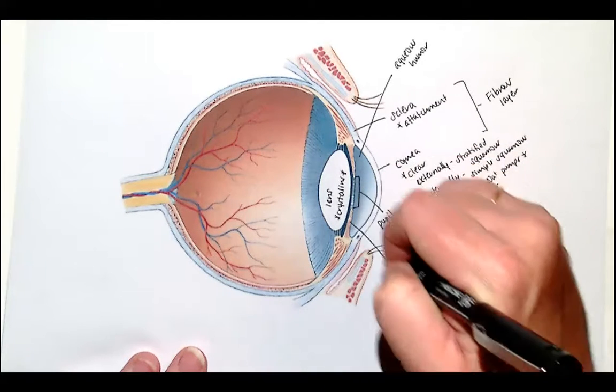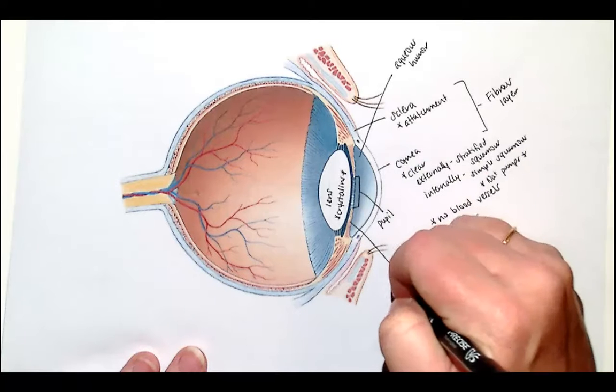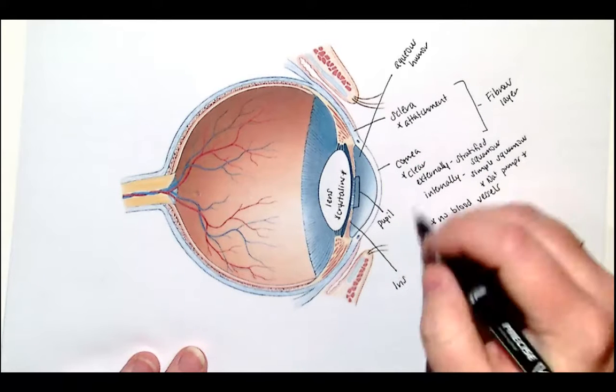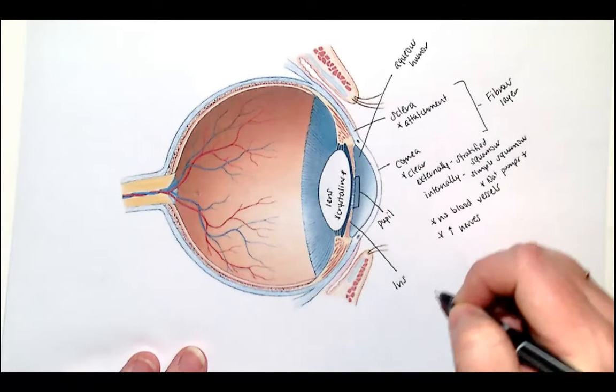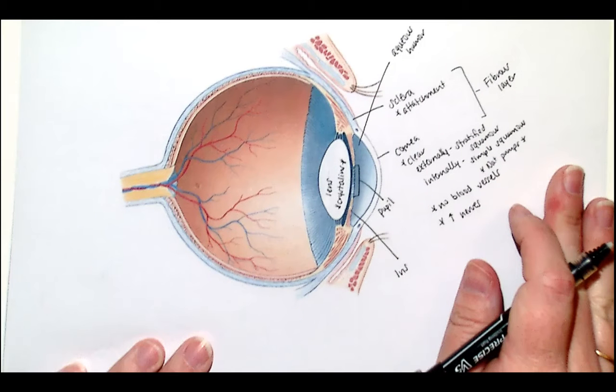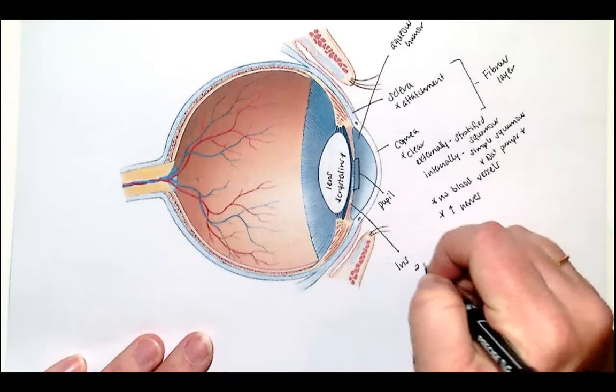Pupil size is controlled by the iris. And the iris is the pigmented portion of the front of the eye. You might have a brown iris, you might have a blue iris, you might have a green iris. But the iris is basically 2 layers of smooth muscle.